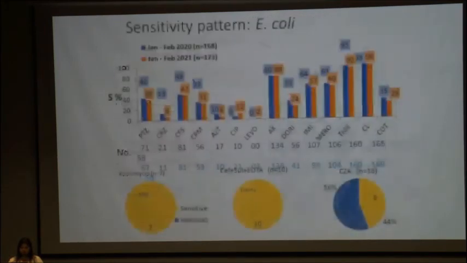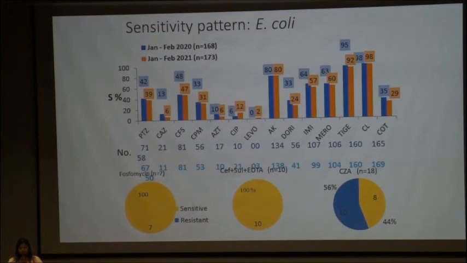If we see the sensitivity pattern in E. coli in our place, previously fosfomycin and others were both having a good sensitivity. The sensitivity is reducing now. Ceftazidime avibactam, again when used singly, will have restrictions, but with aztreonam definitely the sensitivity is going to increase.